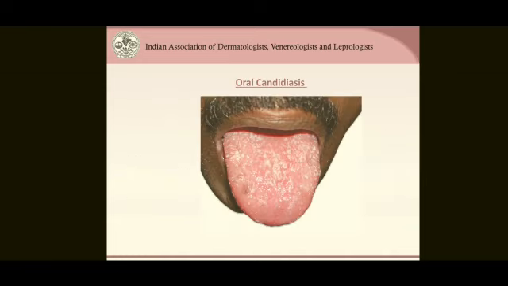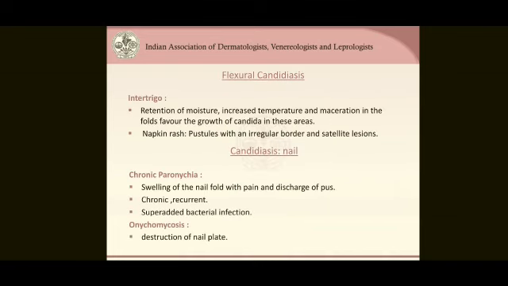This is the oral candidiasis picture where you can see the pseudomembranous form. These white precipitates are nothing but curdy white precipitate or cottage cheese pattern. Flexural candidiasis, otherwise called intertrigo, is due to the retention of moisture and increased temperature leading to maceration in the folds, in turn causing the growth of candida in these intertriginous areas. Napkin rash presents as pustules with irregular borders. More important is they have satellite lesions. That is how you differentiate between diaper dermatitis and flexural candidiasis.